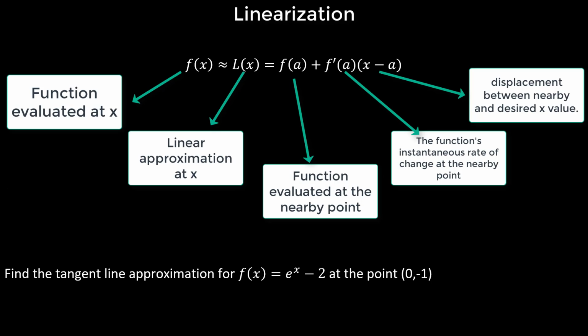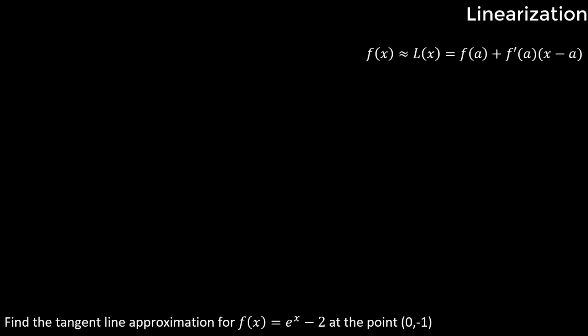We have e raised to the x power minus 2, and we want to create the approximation at the point 0, -1. So when we're given 0, -1, this is guaranteed to be a point on f of x. So if we were to plug in 0 for this function, so f evaluated at 0, we would have e raised to the 0 minus 2, which is essentially 1 minus 2, which equals -1. So the point 0, -1 does exist, just to make sure that you know.